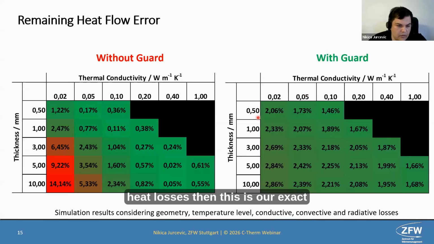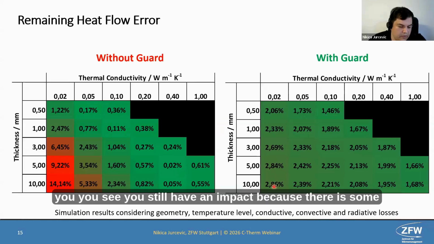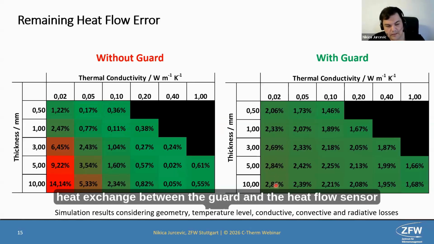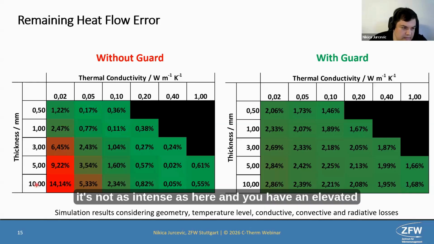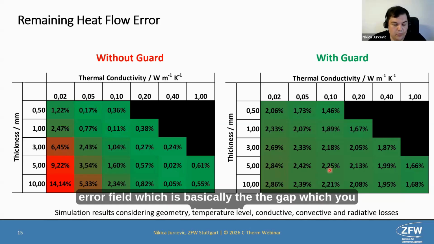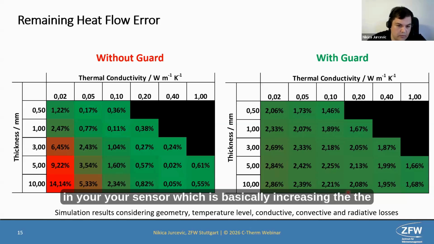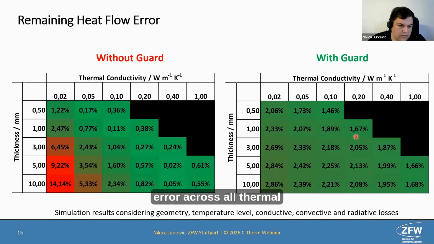Then this is our exact error field with the guard. So you see you still have an impact because there is some heat exchange between the guard and the heat flow sensor, but it's not as intense as here. And you have an elevated error field, which is basically the gap which you included in your sensor, which is increasing the error across all thermal conductivities and all thicknesses.